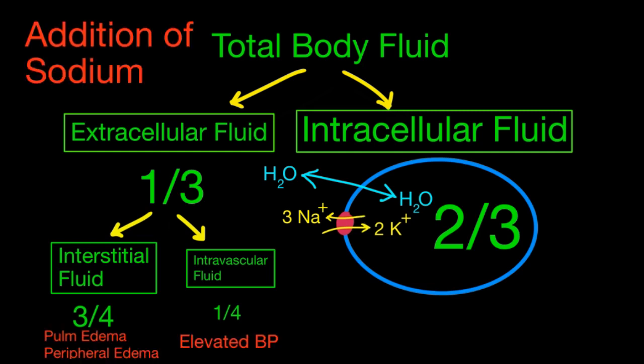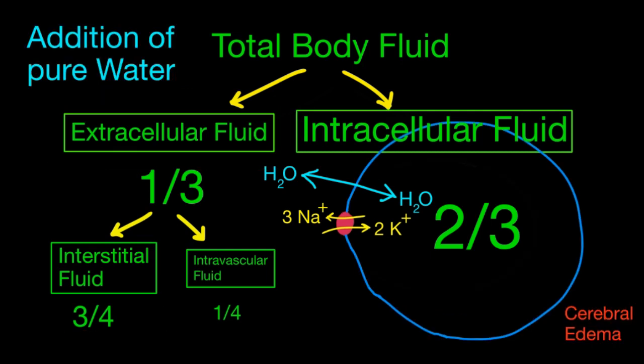So when we add sodium to the body, we expand the extracellular fluid compartment because sodium is preferentially kept out of cells. As we expand the ECF, we expand the interstitial fluid compartment and the intravascular fluid compartment. And let's say there's some abnormal physiology such that the patient does not remain in balance. If they are fluid positive, this is how people develop pulmonary edema, peripheral edema, and elevated blood pressure.